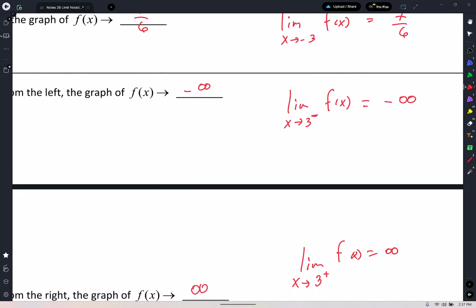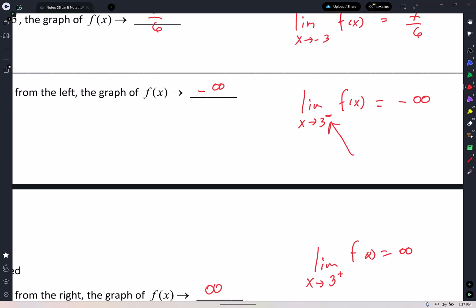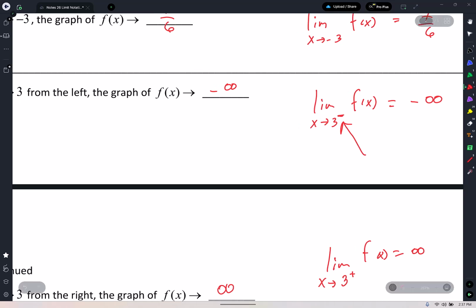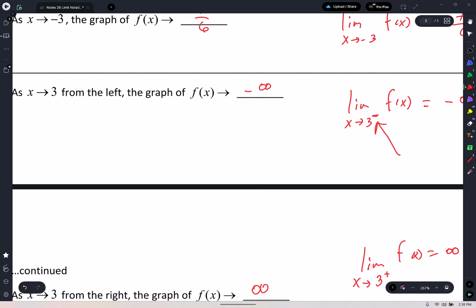That's this. How come you guys didn't tell me that I didn't put a minus sign on the other one? There it is. Put the minus. Did you put a minus on yours? No. Top right hand corner. It's coming from the left. It says from the left.